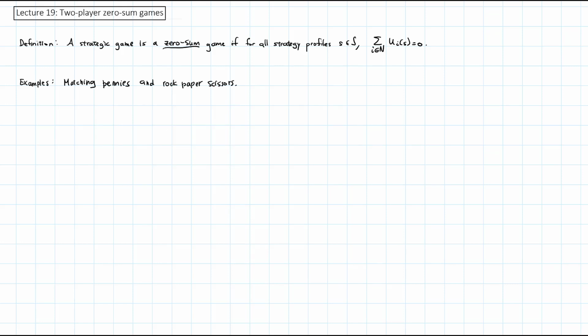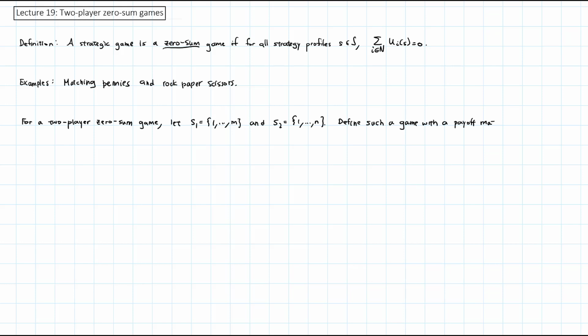We now focus on the 2-player case. For a 2-player zero-sum game, let S1 be 1 to m, and let S2 be 1 to n. We can define such a game with a payoff matrix A, which is an m by n matrix where the utility of player 1 with the strategy profile ij is aij, and the utility for player 2 is minus aij. Notice that we only need to define one matrix. The utility of one player is the negative of the utility of the other player.